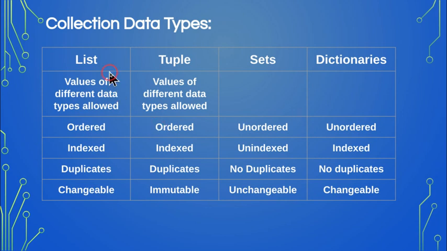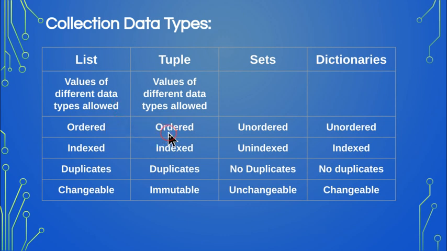We have already discussed lists and tuples. Lists, tuples, sets and dictionaries all have some differences and some similarities. For example, in all four collection data types, we can give values of different data types. They can have different items from different data types.